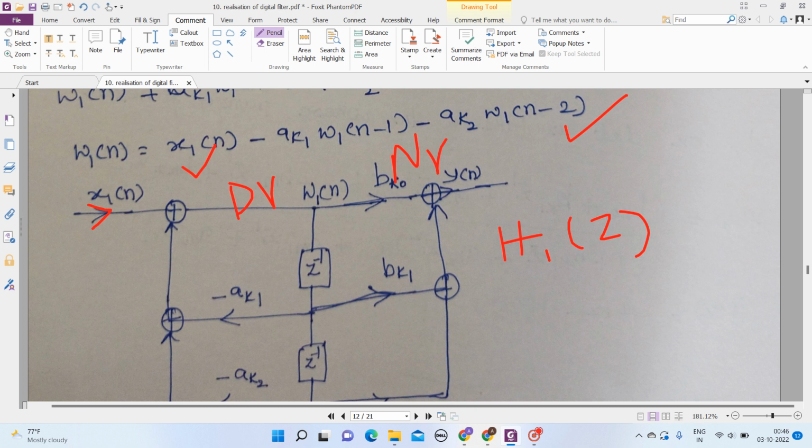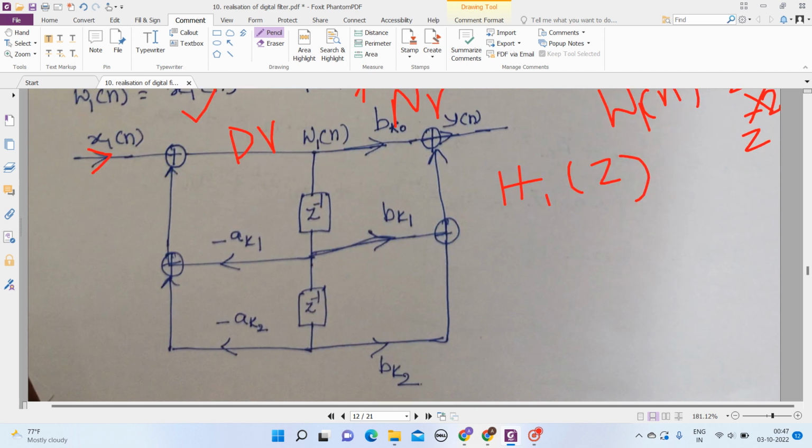How are we writing this one? You know very well, W1 of n with z inverse, and this one W1 of n with z to the power of minus 2. While writing the equation, we shouldn't use z to the power of minus 2; I have taught all those things in the previous video, just check it there. So W1 of n minus 1. The output of this branch is W1 of n minus 1, right?